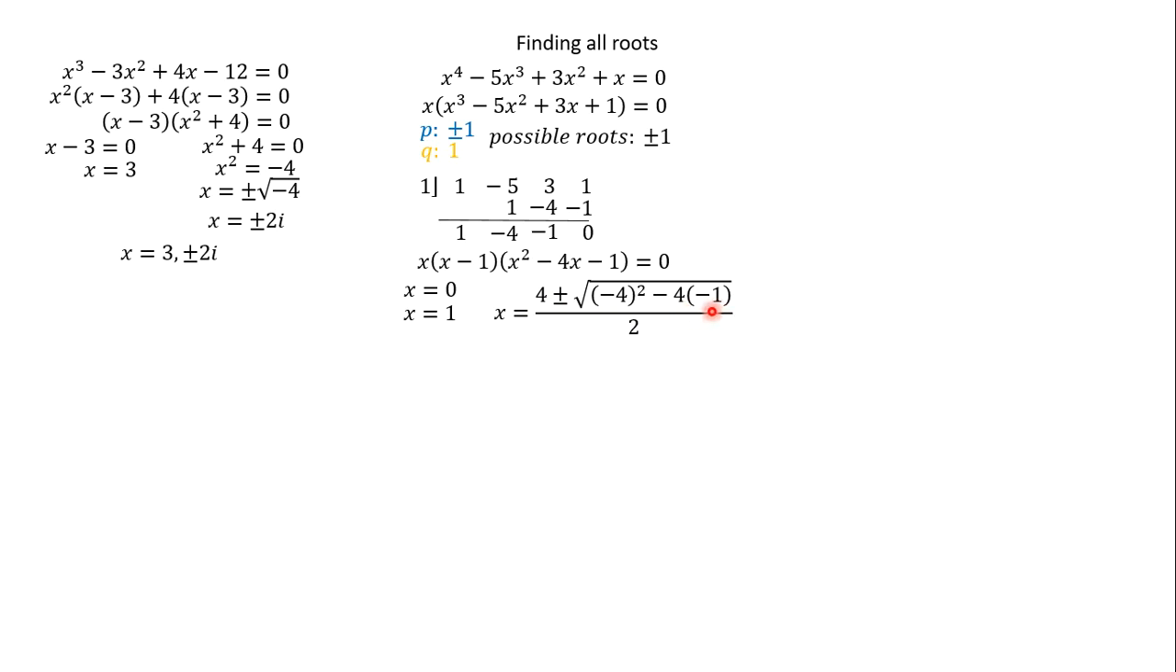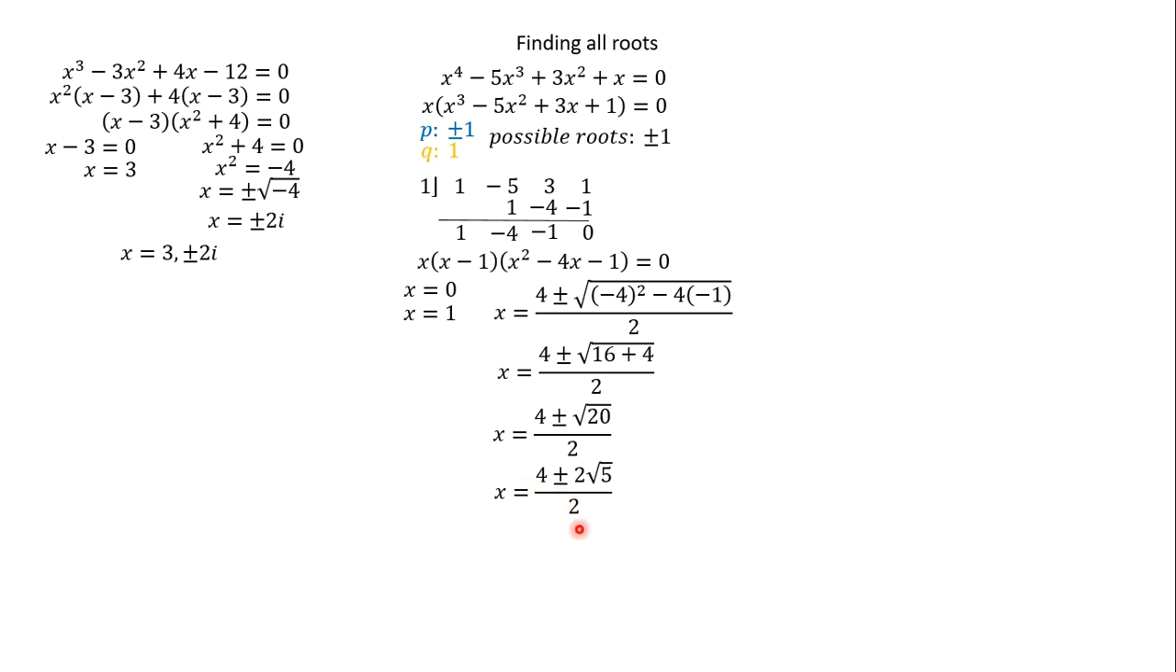minus 4 times a times c. A is 1, so the 1s aren't going to change anything there. And then we can square the -4 to get 16, and multiply to get plus 4. 16 plus 4 is 20. 20 is 4 times 5, so that 4 is a 2 and a 2. One of them can make it to the outside, one of them doesn't make it out. So we end up with 4 plus or minus 2 root 5 over 2.